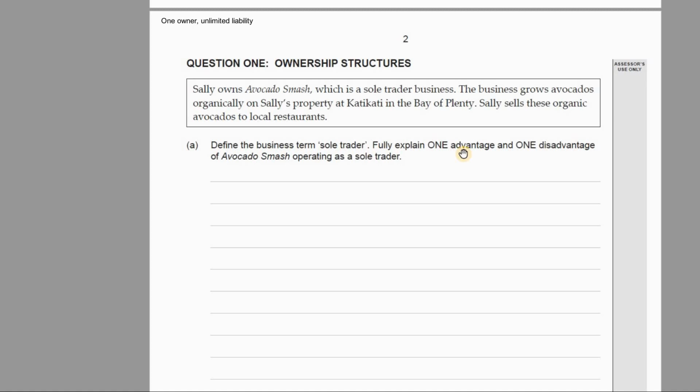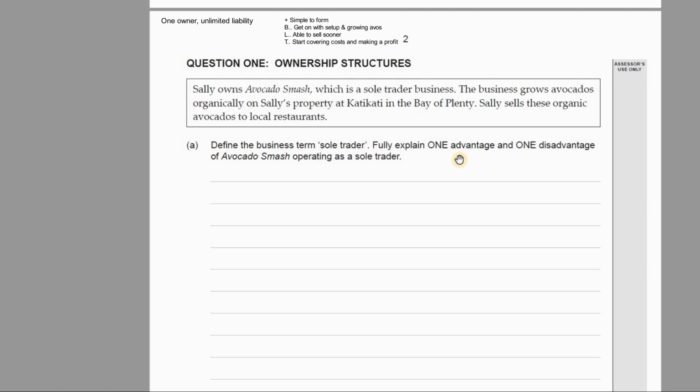All right, so I'm going to use a BRT structure for that, and feel free to look at my fully explaining video if you don't know about that. Well, I remember one advantage is that it's simple to form. Now I've got to think about, well, why or how is that an advantage? Well, it being simple to form is an advantage because it means that Sally can get on with setting up and growing her avocados. And what effects is that going to have?